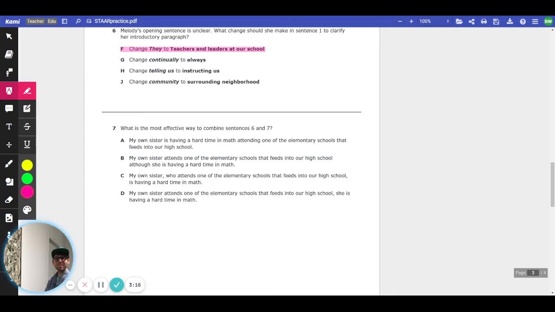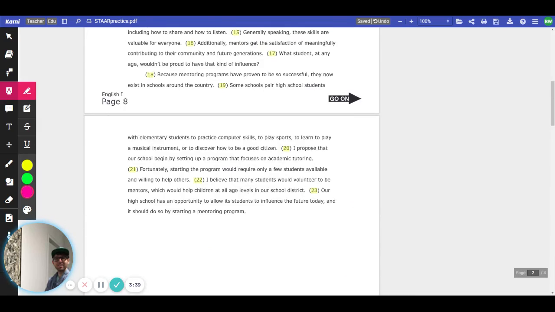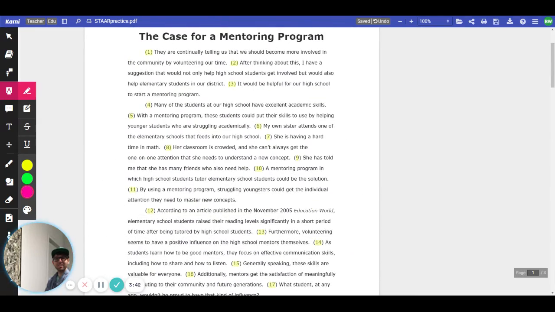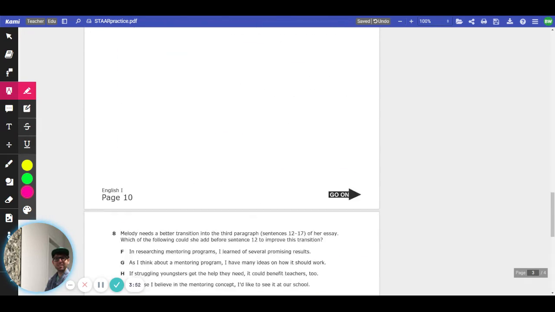"My own sister attends one of the elementary schools that feeds into our high school. She is having a hard time in math." Boy, I know it's not this one because that is a run-on sentence with a comma splice right here. You can't have a complete thought here and then a complete thought here and connect those with a comma, so I can cross that one right out. So I'm thinking it's got to be this one. And that achieves the purpose, if we go back and plug that in: my own sister who attends one of the schools is having a hard time in math, her classroom is crowded. So that makes total sense where it would fit. We go to the next.